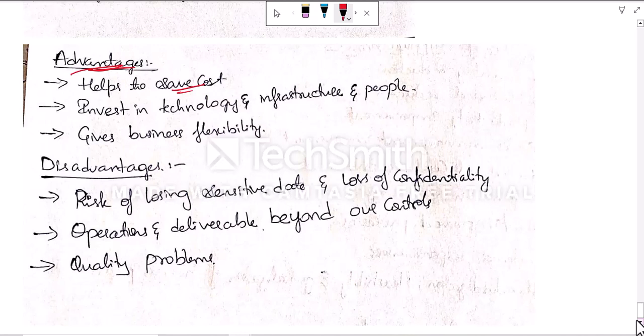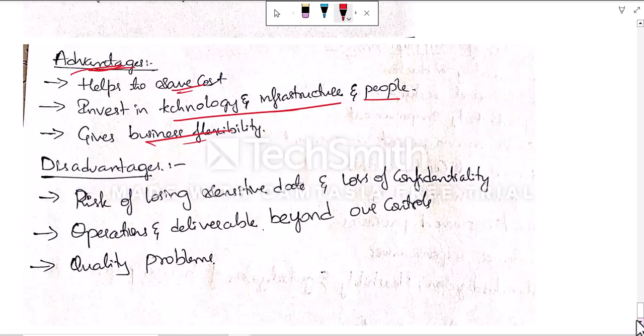And investment in technology, infrastructure and people. So we can share in the technology of other people, and we can be in a relation, we can communicate with them with the updates, and we can have a better infrastructure, which gives business flexibility. And next, disadvantages. What will be the disadvantage? So we can have the risk of losing the data.